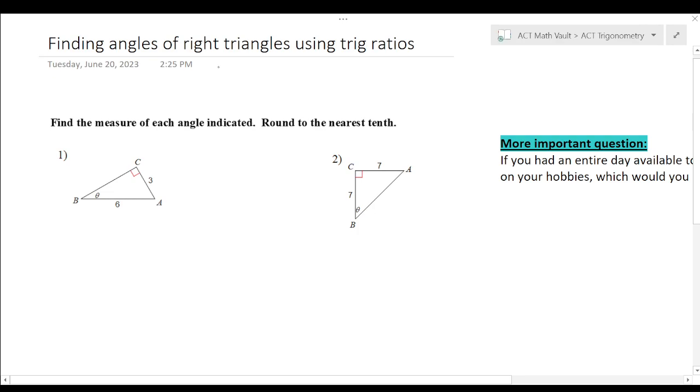In that one, I also started with SOH CAH TOA, and that is sine equals O over H, cosine equals A over H, tangent equals O over A. Okay, so in this first one, we are asked to solve for angle B. The theta is in the B area.